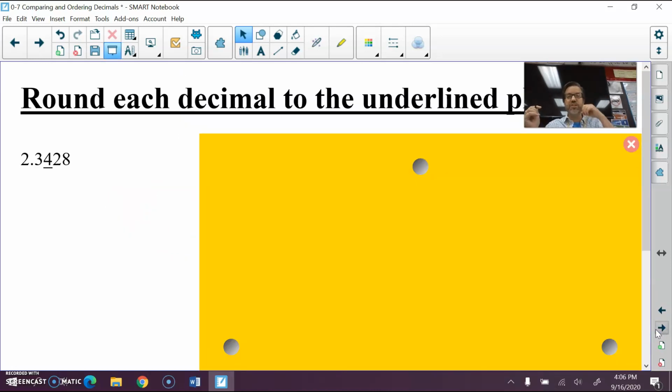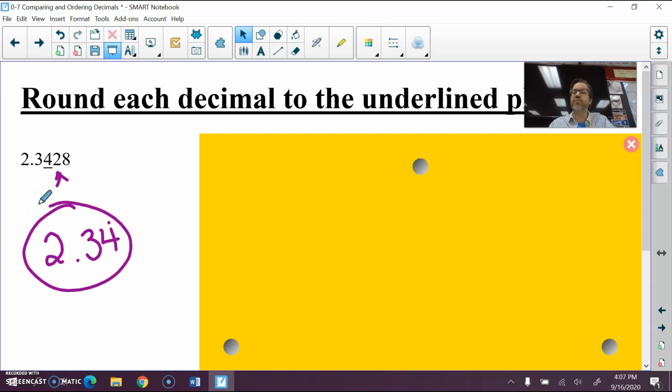All right, so here I want to round each decimal to the underlined place. I look at this first example, and we have a 4 here that's underlined. What place is it in? It is the second place to the right of the decimal point, so it's in the hundredths place. So if I round to the nearest hundredth, I have to look in the thousandths place, and I see I have a 2 right here. And since it isn't 5 or more, then we're not going to let it soar. The 4 is going to stay a 4, and so to the nearest hundredth, this is 2.34. And there I have successfully rounded to that place.